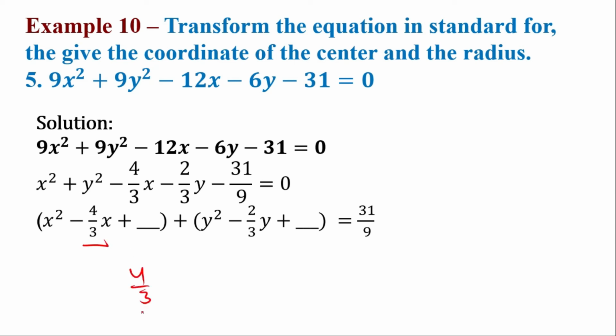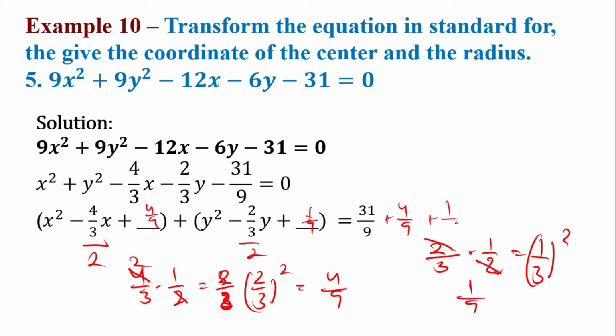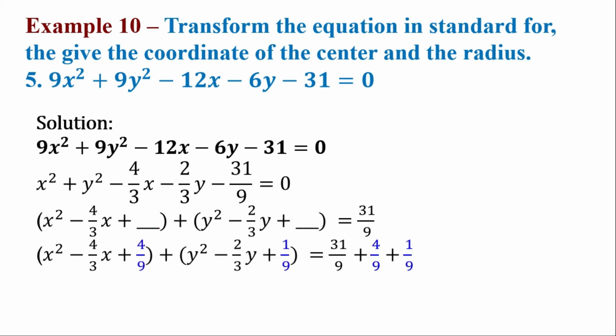4 over 3 divided by 2 is equivalent to 4 over 3 times 1 half. So 4 divided by 2 is 2, so this will be 2 over 3. 2 over 3 squared is equivalent to 4 over 9. So we have 4 over 9 here, plus 4 over 9 here as well. Now 2 over 3 divided by 2 is equivalent to 2 over 3 times 1 half. Cancel this one, so we have 1 over 3. The square of this is 1 over 9. So plus 1 over 9, plus 1 over 9. Okay, now we have this as our equation.